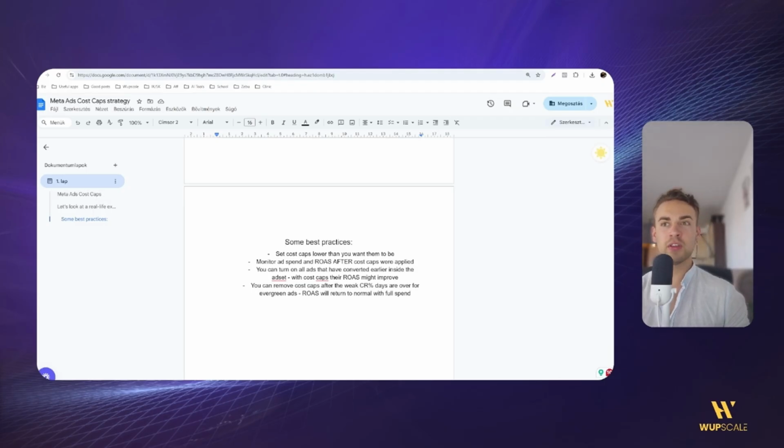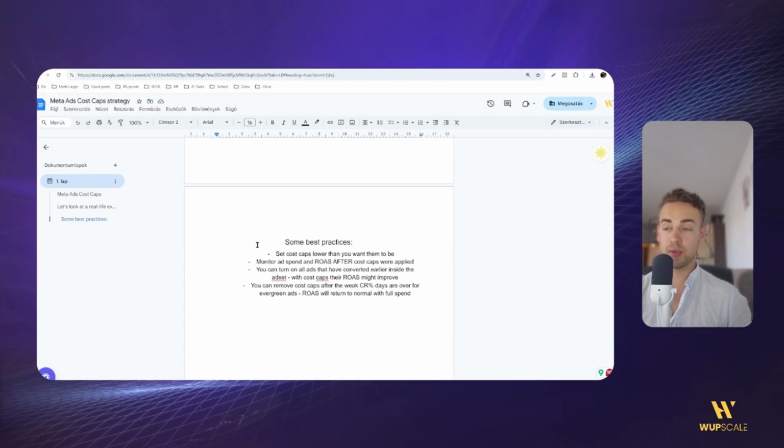And this works not only for e-commerce businesses, so selling products, it works for lead generation campaigns as well. So if your cost per lead or cost per new member in your Skool group is at $25 and you set cost caps at $20, it's going to work for lead generation as well.